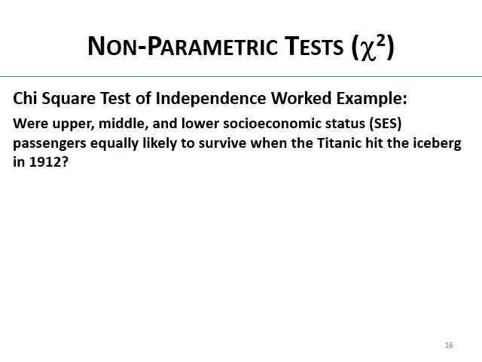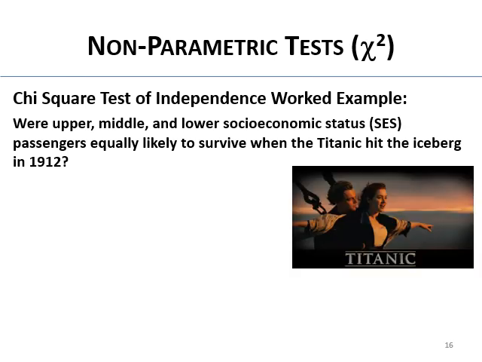So let's go ahead and do one. Were upper, middle, and lower socioeconomic status passengers equally likely to survive when the Titanic hit the iceberg in 1912? We've all seen the movie, right? So the variables in here are your independent variable, anyway, is SES. That would be represented by passenger class. So it's kind of a proxy. First, second, and third class.